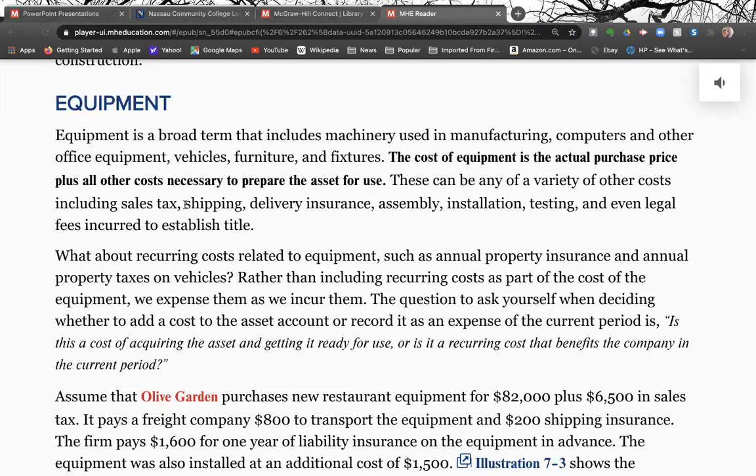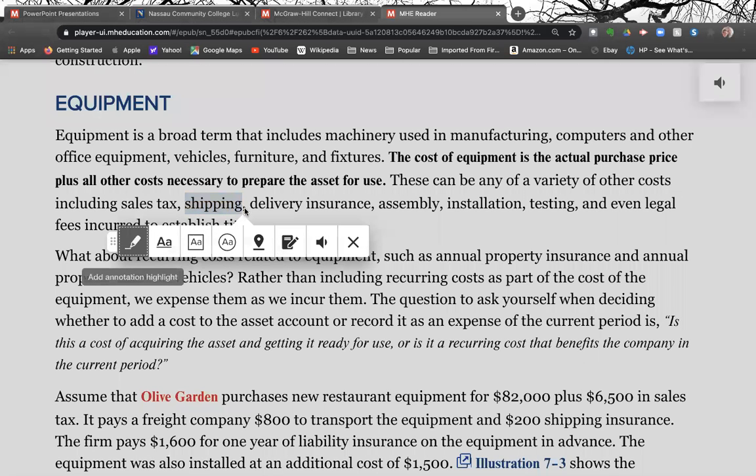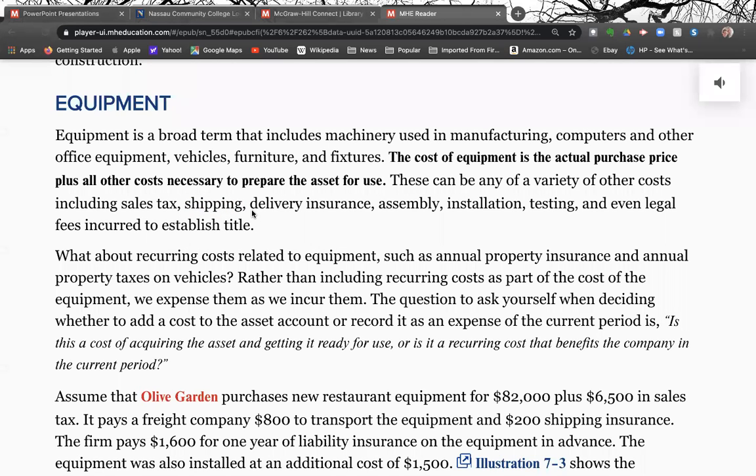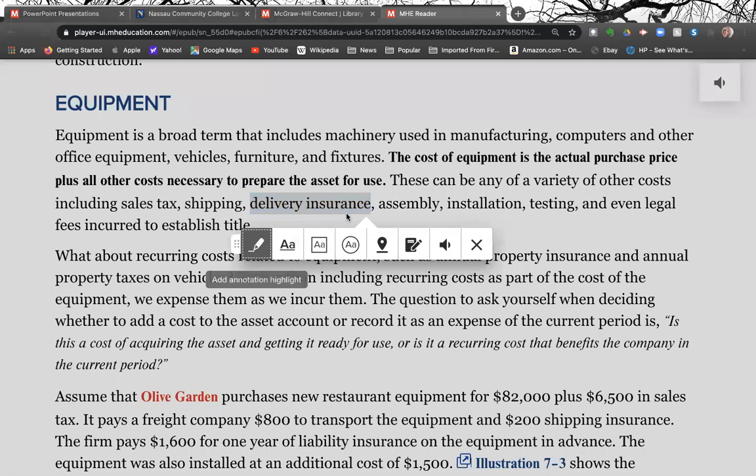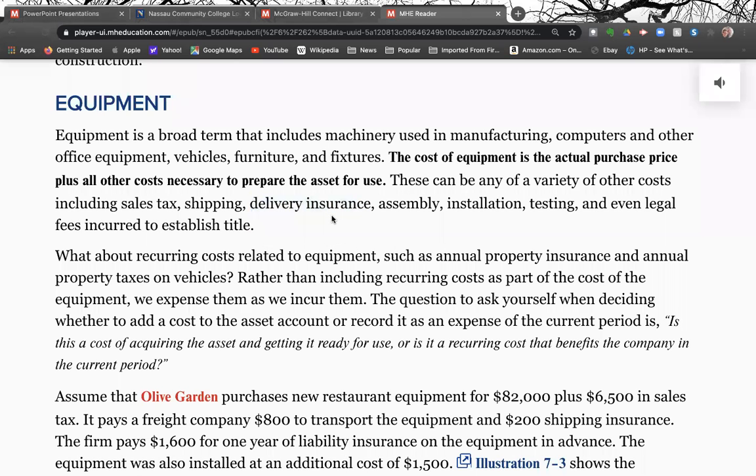If you had to have the asset shipped to you, if you had to pay any shipping, that's part of the cost of the asset. If you had to purchase insurance while the asset was being shipped to you, that's part of the cost of the asset. If you buy insurance on the asset after you have it, that's insurance expense, right? So what's the difference here? If you're paying for insurance to have the asset shipped to you, that becomes part of the cost of the asset. Any insurance you pay after the asset has been delivered to you is insurance expense.